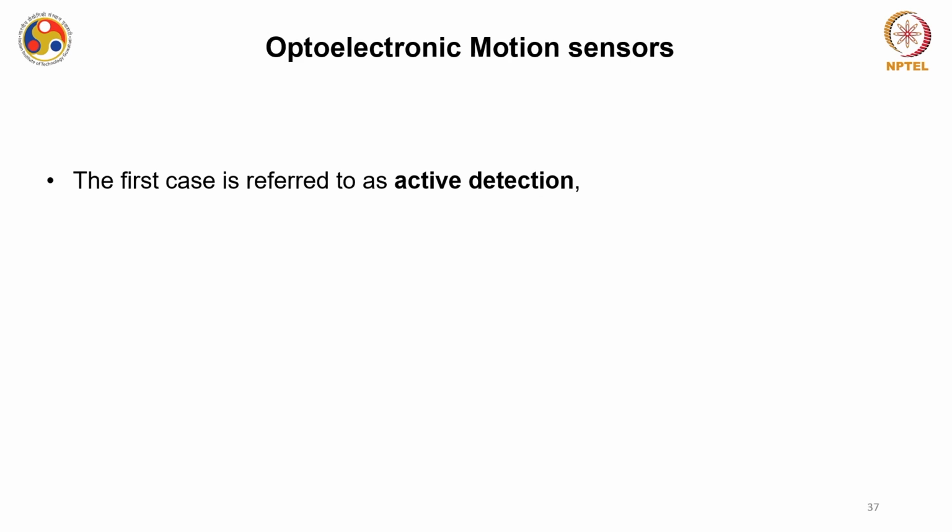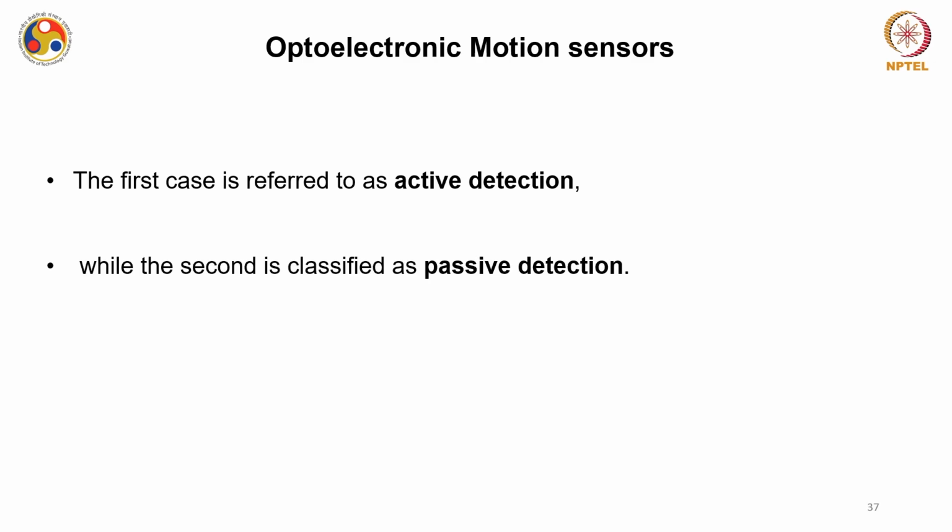So the first case, where I am sending some light, it is getting reflected from the object and then I am detecting it. This kind of device, or this detection technique, is known as the active detection technique, while in the second one, where I am not sending the light but the object itself is emanating some kind of infrared radiation, this kind of detection is known as passive detection.